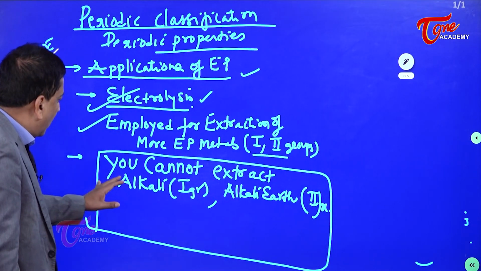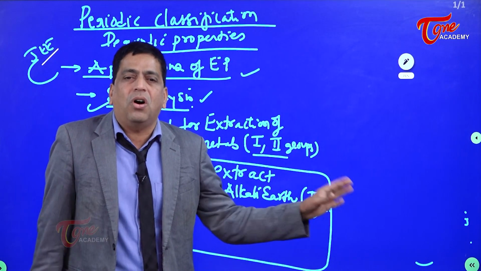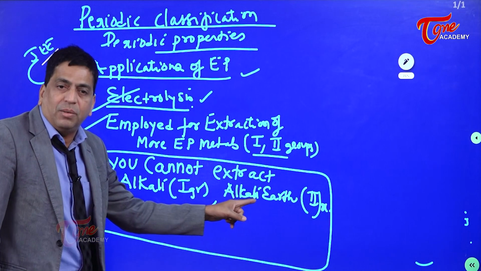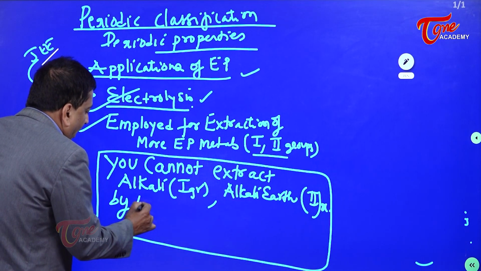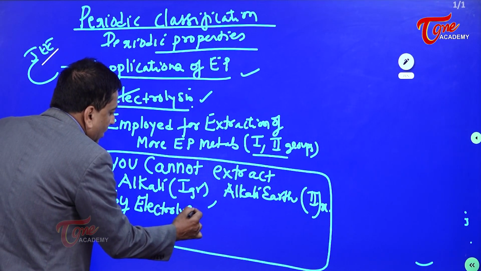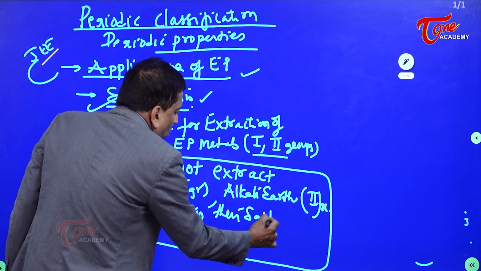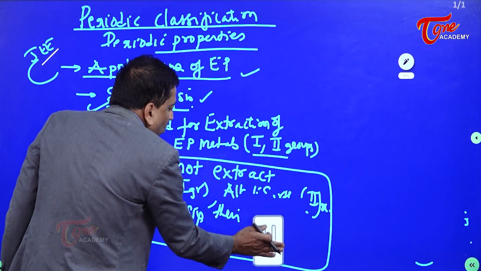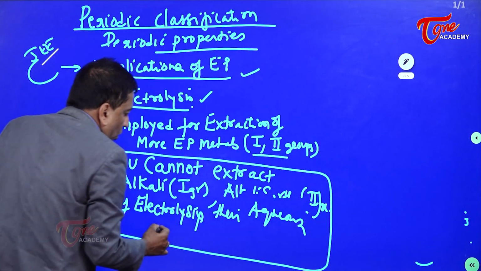So what I'm basically telling is you cannot extract alkali and alkaline earth metals by electrolyzing their salt solutions, or I can simply say their aqueous salt solutions.